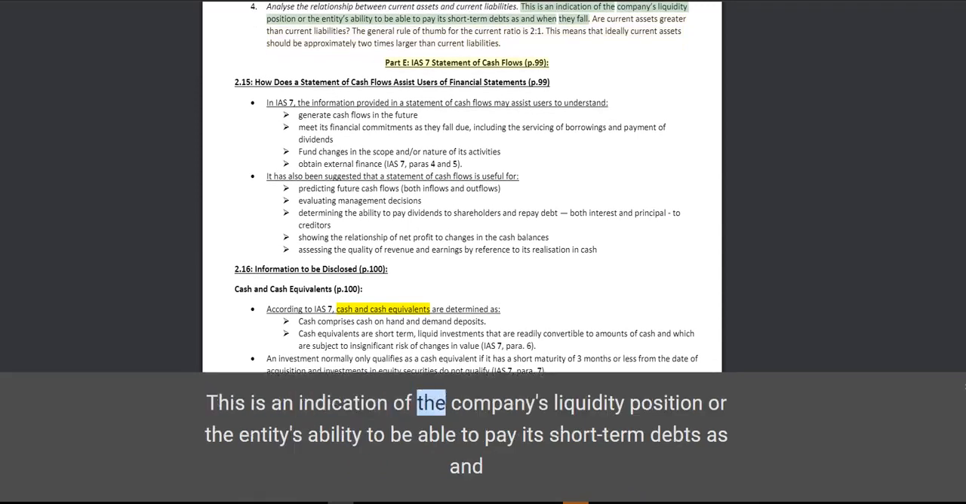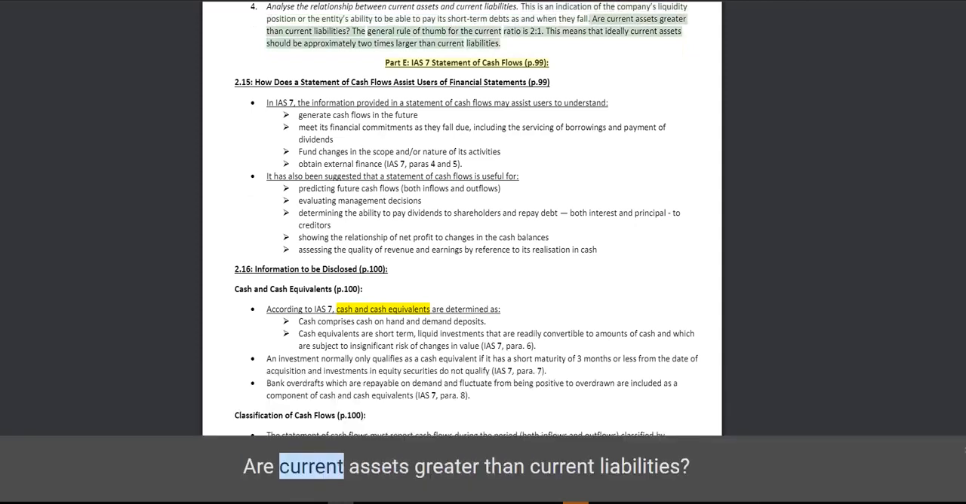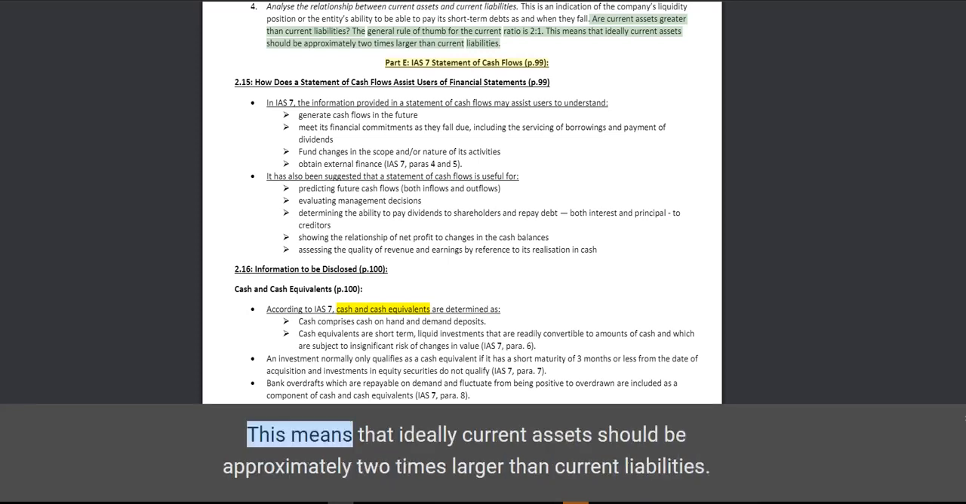This is an indication of the company's liquidity position, or the entity's ability to pay its short-term debts as and when they fall due. Are current assets greater than current liabilities? The general rule of thumb for the current ratio is 2:1. This means that ideally current assets should be approximately 2 times larger than current liabilities.